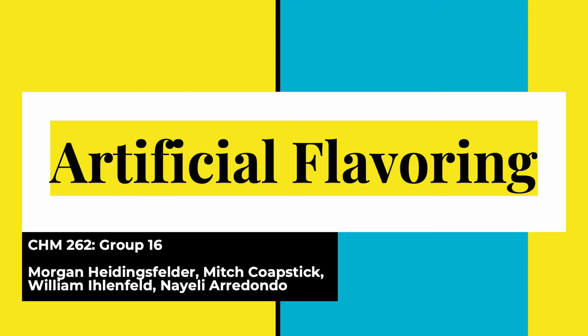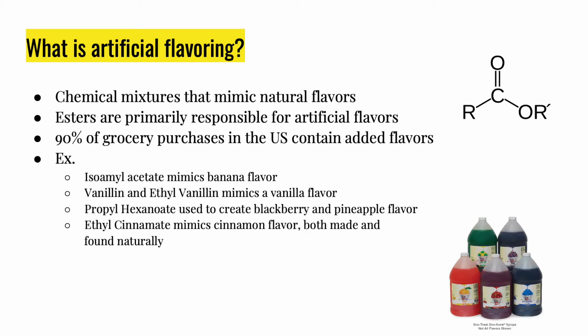This is our final group project, and today we will be discussing artificial flavoring. So, what is artificial flavoring? Artificial flavorings are chemical mixtures that mimic natural flavors. They are not always accurate, but depending on the chemicals used and the manufacturer that produces them, they could have a close taste or even smell to what the actual flavor is.